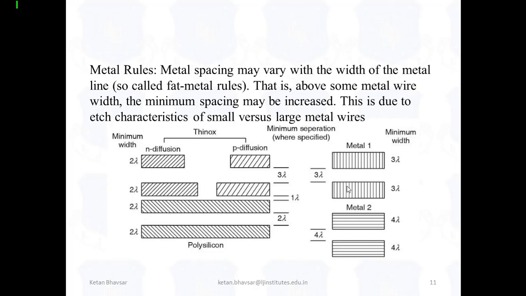And when we're talking about the minimum separation or minimum width for the metal, it should be 3 lambda, and between two metals it should be 3 lambda. When you're talking about metal 2, then it should be 4 lambda. So these are the certain rules. You cannot break these rules.